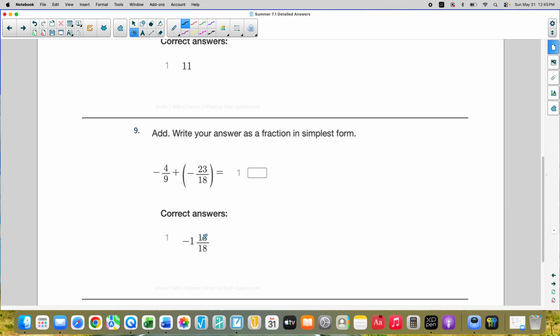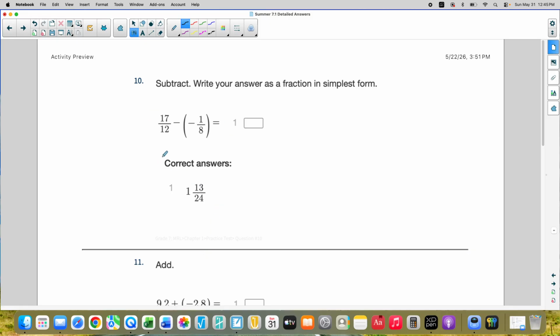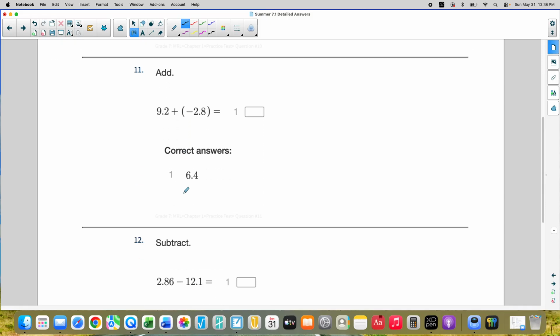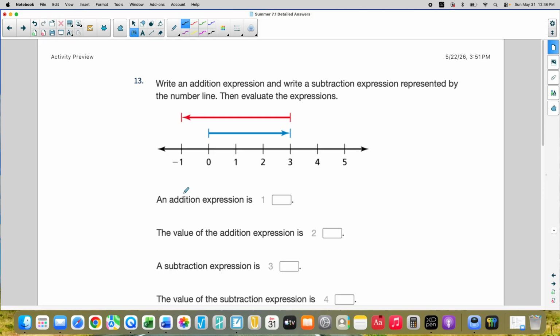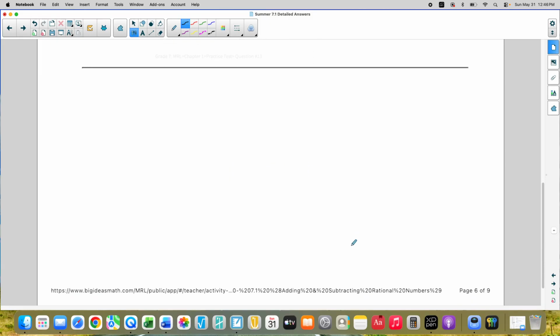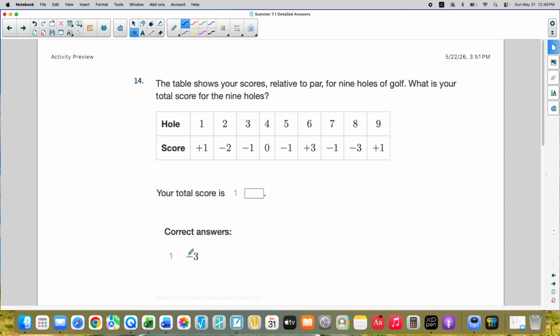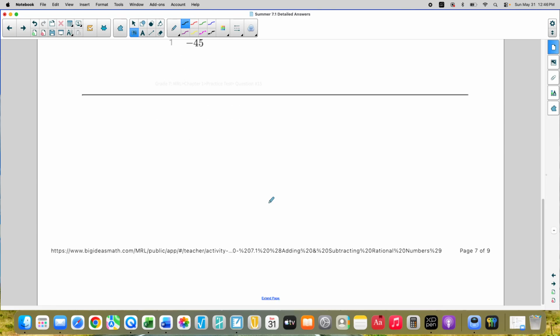I did not change it to a mixed number. It says write your answer as a fraction in simplest form. You can give it as a mixed number. This is a mixed number or improper fraction, which is what I'm always going to give it to you. Same thing goes for this. 6.4. Yep, negative 9.24. Oh, did they give us answers? Oh, there you go. 3 plus negative 4, negative 1, 3 minus 4. Yep, remember that one. Negative 3, yep. Negative 45 feet. Yep, that was good.